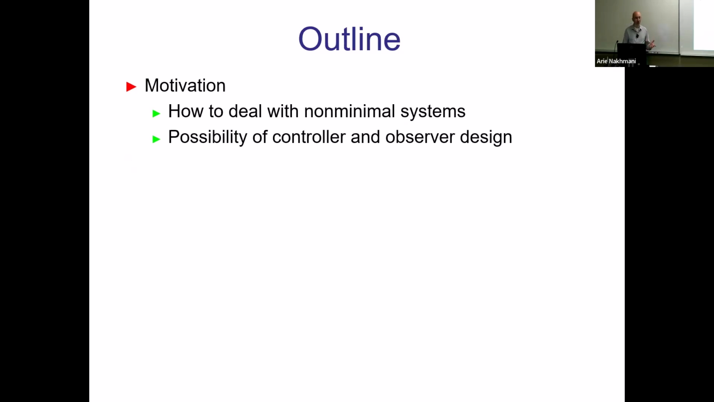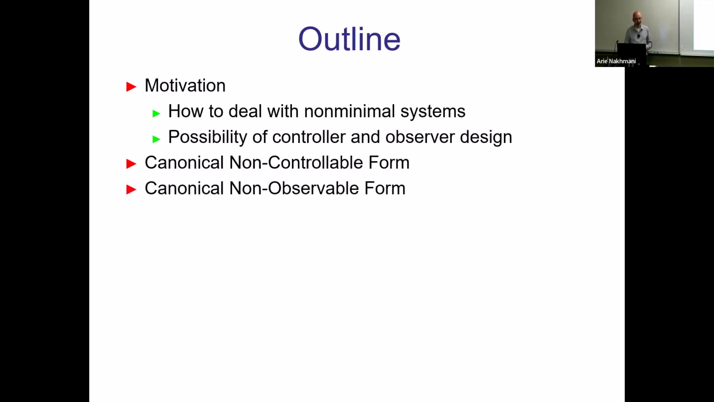So in our case, we want to deal with non-minimal systems, and we want the possibility of controller and observer design, to see if we still can control the system somehow, or if we can estimate from input and output the state of the system to put a controller in, if you do not have to measure all of the states. And for that, we will learn the canonical non-controllable form, the canonical non-observable form, and we will also talk about stabilizability and detectability of the system, which are expansions of the terms controllability and observability for that type of systems.